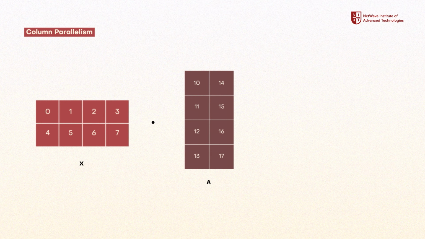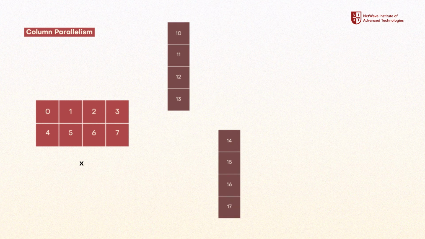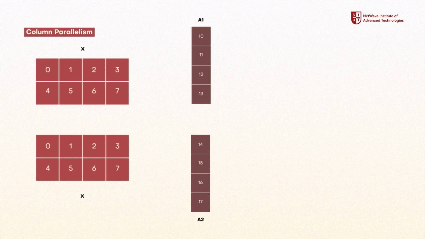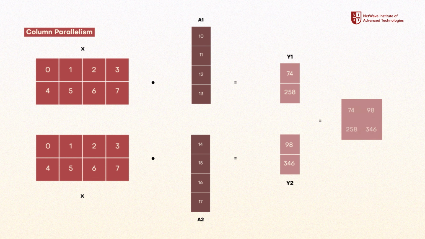First, let's look at column parallelism. Here's what happens. We split the weight matrix A into 2 halves by column, A1 and A2. We keep X intact. We feed the same input matrix to both GPUs. GPU 1 multiplies X with A1 and produces Y1. GPU 2 multiplies X with A2 and produces Y2. Finally, we concatenate the 2 partial results column-wise to get the full Y.